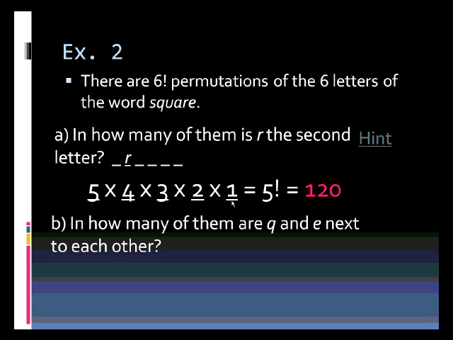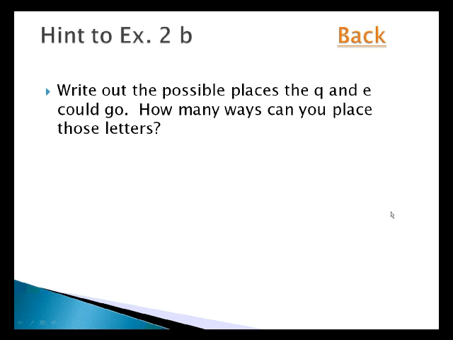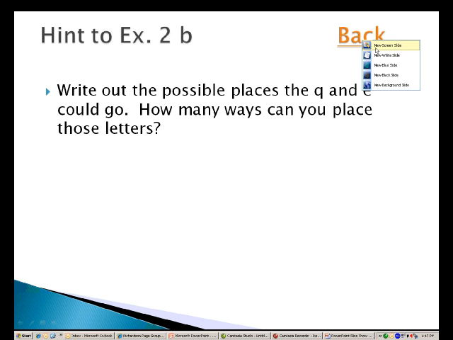In how many of them are Q and E next to each other? Now, R doesn't have any restriction anymore. The only thing we're thinking about is how many are Q and E next to each other. So, let's think about this. We want to write out all the different possible places that Q and E could go. So how many total spots are there? 6. So go ahead and draw out your 6 spots.